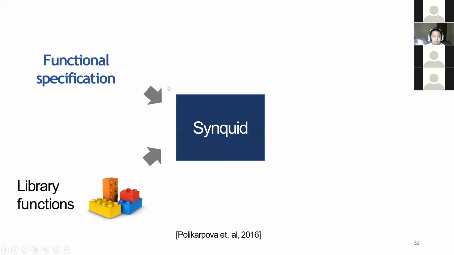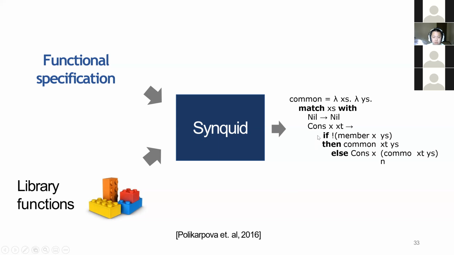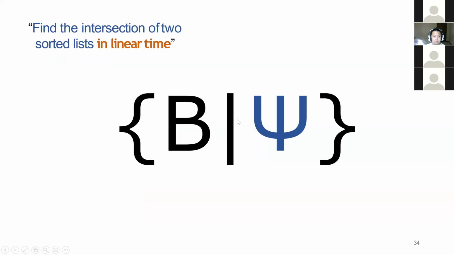And so the author built Synquid, a synthesizer with refinement types. The two inputs of Synquid are the functional specification and a library function, where the output implementation can contain library functions. And here you can see there is one library function, member. Now, how can we specify resource bounds in refinement types?